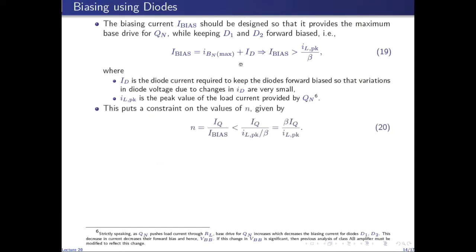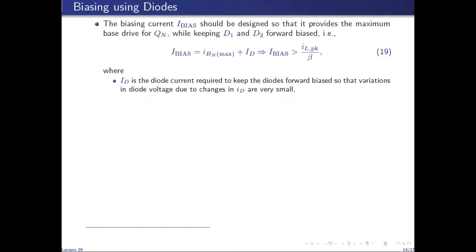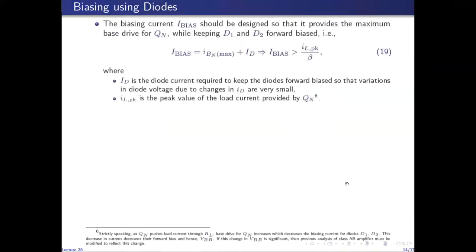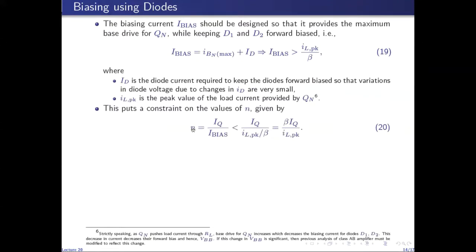So from this equation 19, we can see that N was defined by the relative size of the output devices with respect to the diodes, so it is IS over ISP. Furthermore, from this equation, N is the ratio of IQ to I bias. So this constraint in 19 puts a constraint on the value of N. N being equal to IQ over I bias, and I bias being greater than this value, puts a constraint on N, which is given by this.